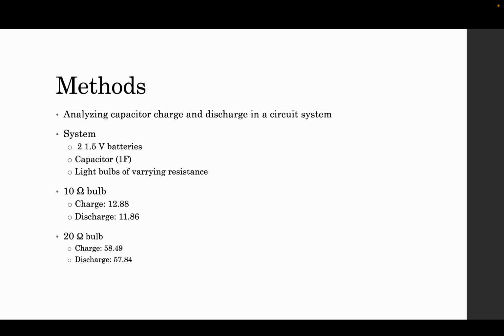The 10 ohm bulb charged in 12.8 seconds and discharged in 11.86 seconds. And the 20 ohm bulb charged in 58.49 seconds and discharged in 57.84 seconds, which are very similar and would be expected, as they have similar formulas.